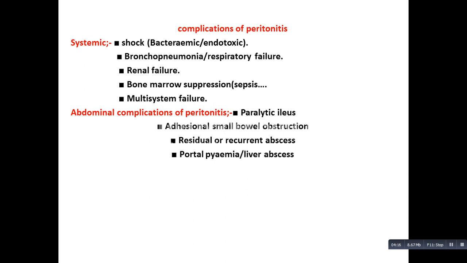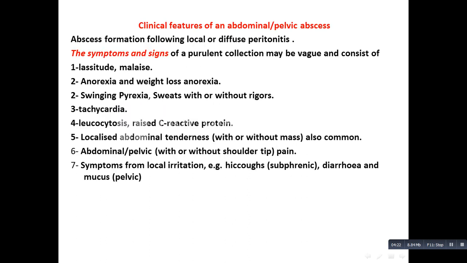Clinical features of abdominal and pelvic abscess formation follow local or diffuse peritonitis. Symptoms and signs of a peritoneal collection may be vague and consist of malaise, anorexia, pyrexia, sweating, tachycardia, leukocytosis, and abdominal or pelvic pain. Symptoms from local irritation include hiccup and diarrhea.